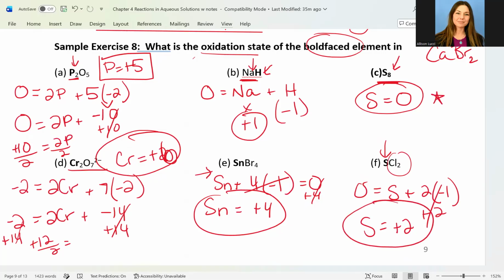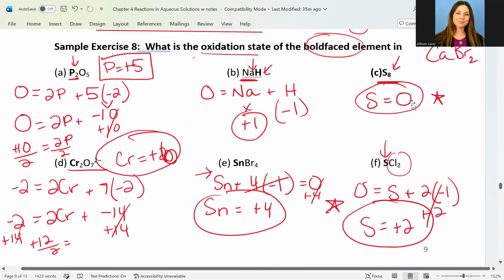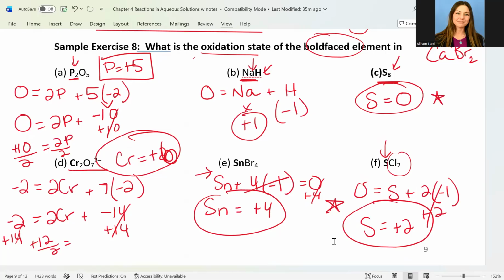So as noted, some of the elements might have multiple oxidation states. Specifically, we see elemental sulfur of 0, and then the +2 oxidation of sulfur down below. So we'll continue with more about displacement reactions and these aqueous reactions in the next video.